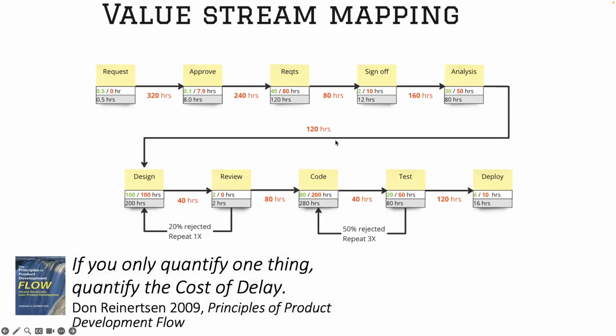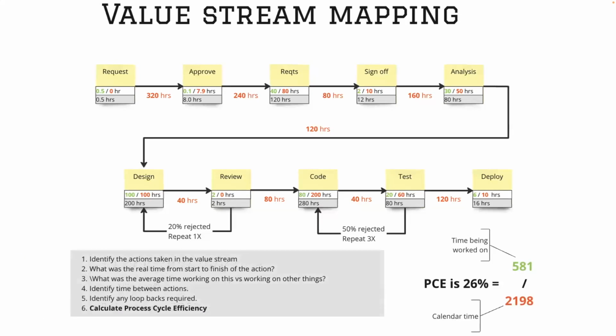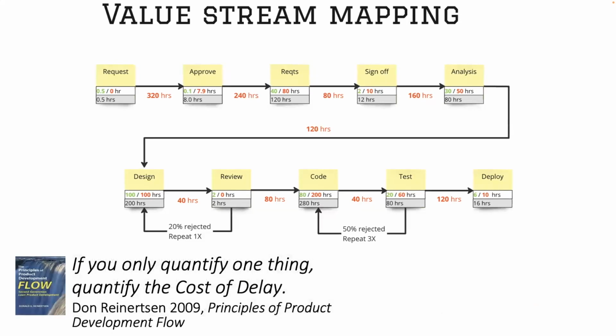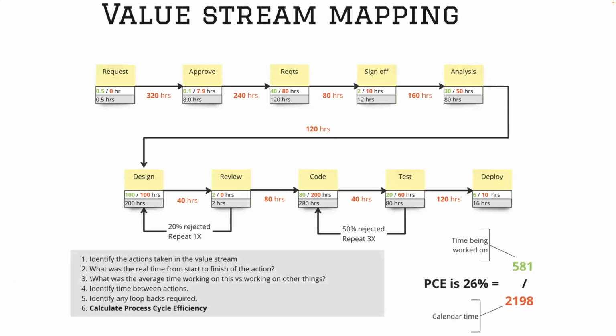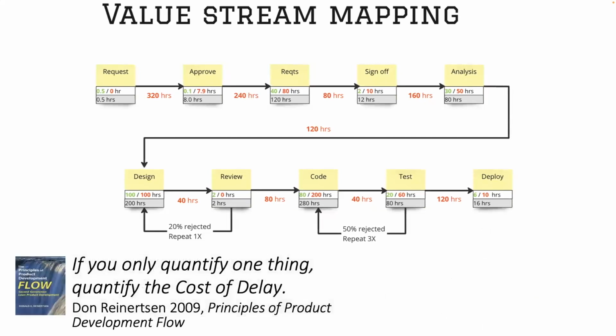The cost of delay: what would the value have been if we had delivered this in 15 weeks instead of 22 weeks? Or 15 weeks instead of 54 weeks. What value could we have had in that 39 weeks? That's the cost of delay. That value we could have had, we lost. That's the cost. That's what he's saying.